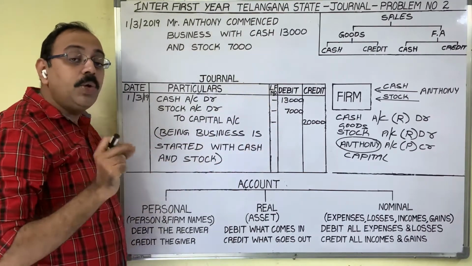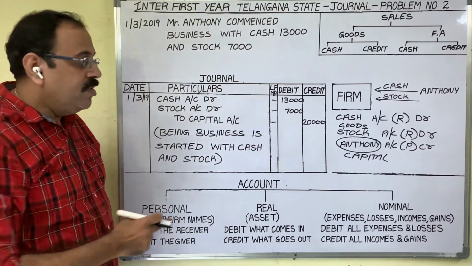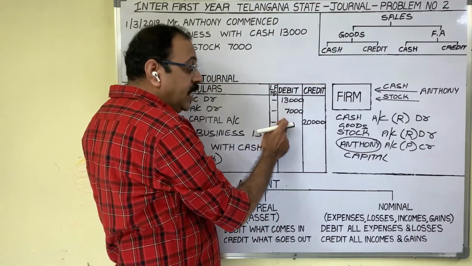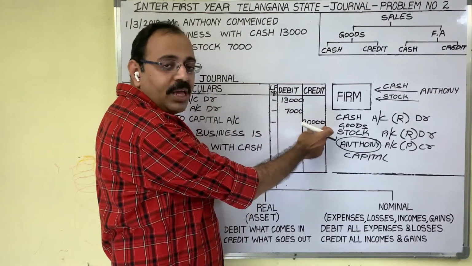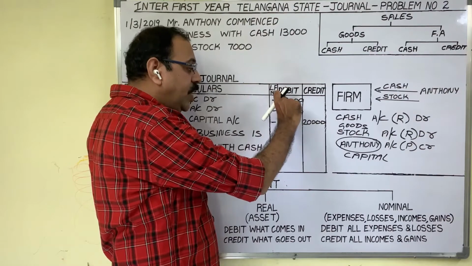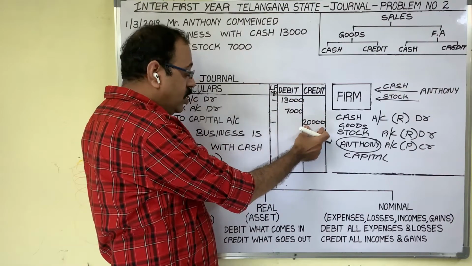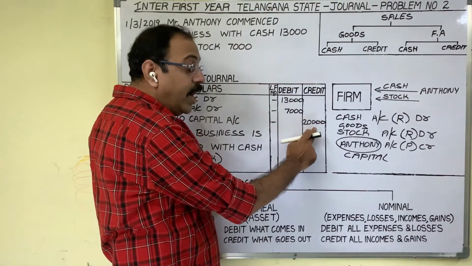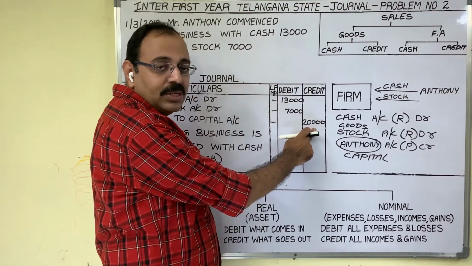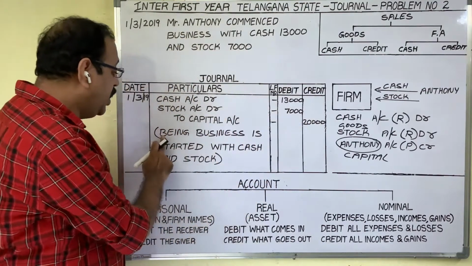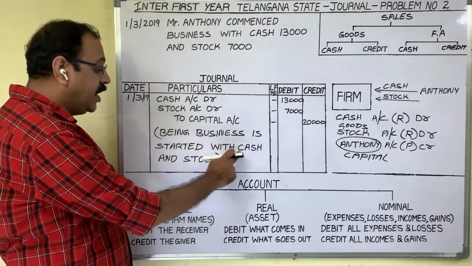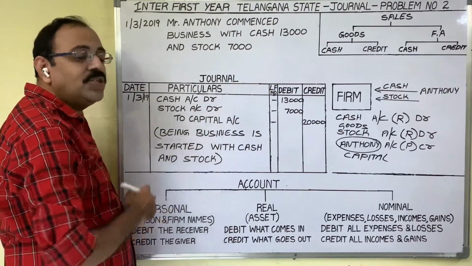As per the dual aspect concept, for every debit, equivalent credit should be there. Debit total is 20,000. Therefore, in the credit column also, for capital, you have to write 20,000 rupees. Narration is: being business is started with cash and stock.